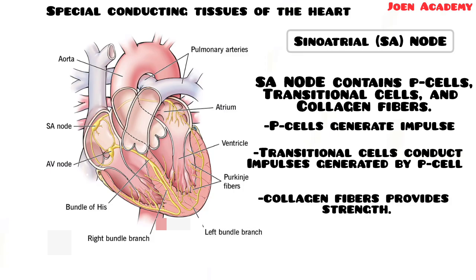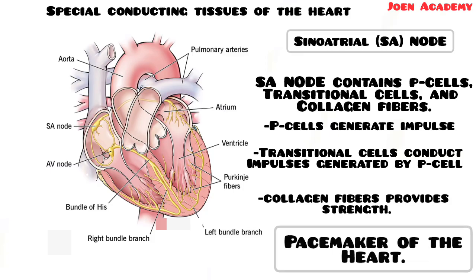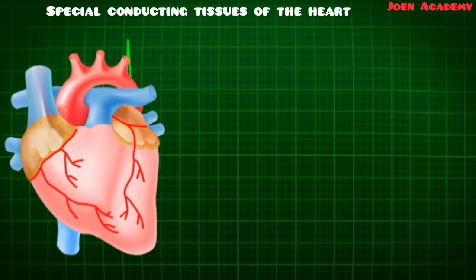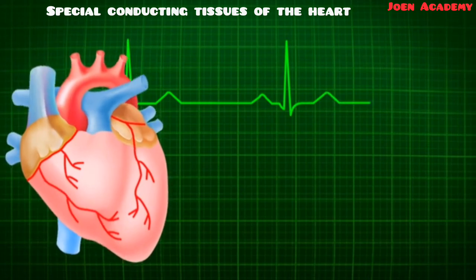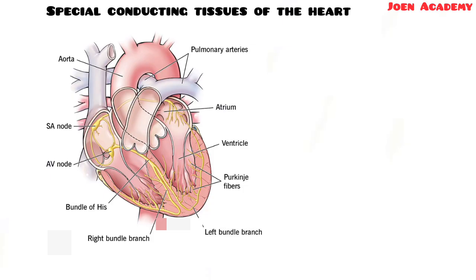The SA node has the highest rate of spontaneous depolarization, about 72 times per minute at rest. Therefore, impulses generated from it spread throughout the atria and then both ventricles before any other tissue can originate an impulse. It is because of this reason that the SA node is called the pacemaker of the heart. The heart rate is determined by it. The only time that the AV node or bundle of His can serve as the pacemaker of the heart is when the SA node is destroyed.